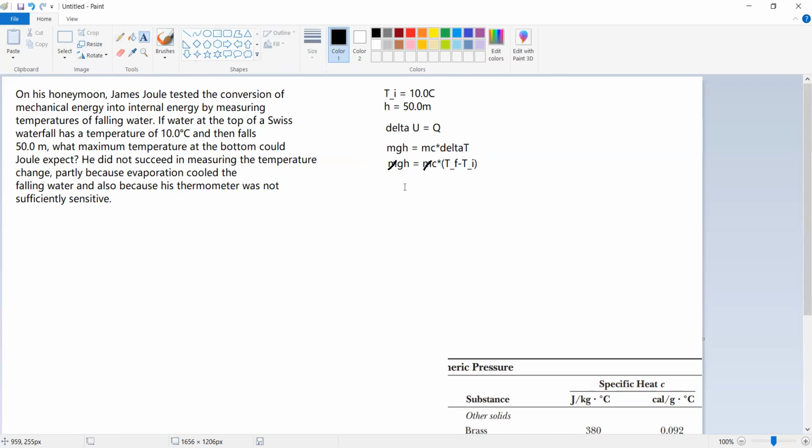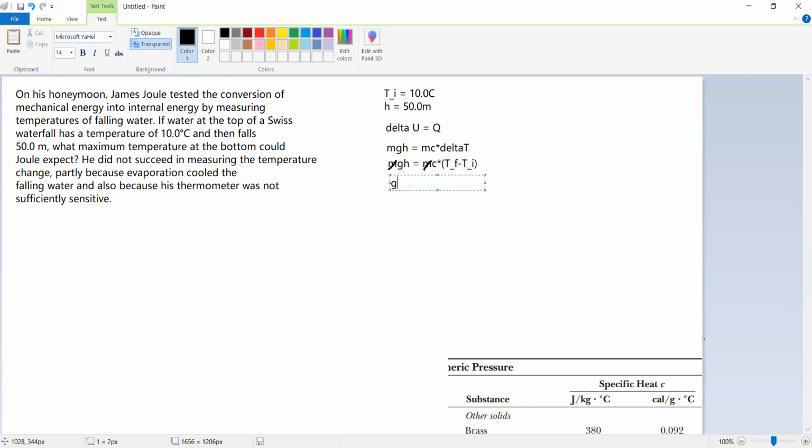So again, before we actually sub in the values, let's solve for T final. Firstly, gh divided by c equals T final minus T initial. What did I do here? I divided both sides of the equation by c, the specific heat, and then after this we can just add T initial to both sides and we get gh over c plus T initial equals T final.